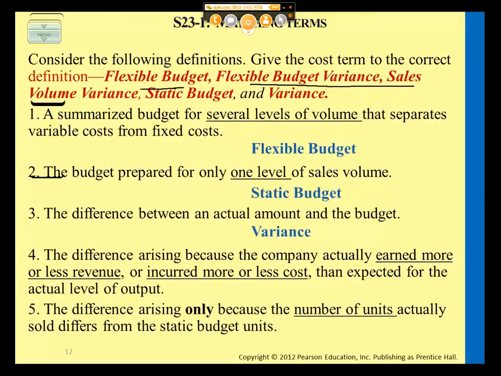It's some type of variance, yes. The difference arising because the company actually earned more or less revenue or incurred more or less costs than expected for the actual level of output. Why is it flexible? Yes, that's right. And the difference arising only because the number of units actually sold differs from the static budget units.